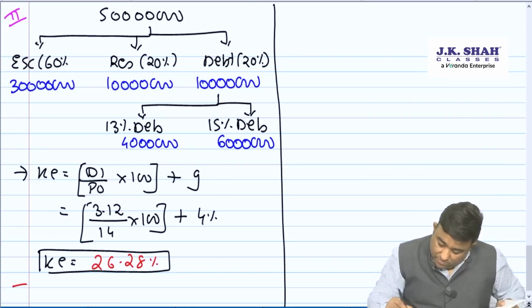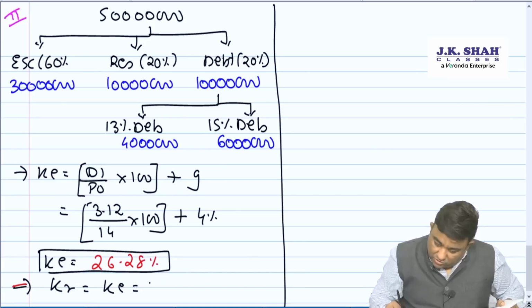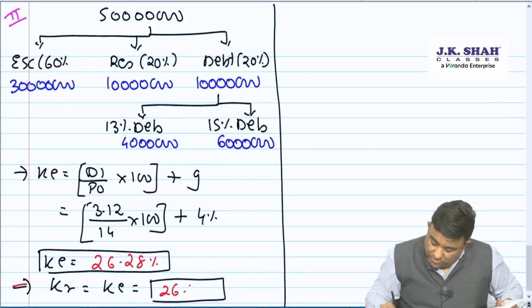And student, again KR, as there is no flotation cost, I am assuming it just to be 26.28%.